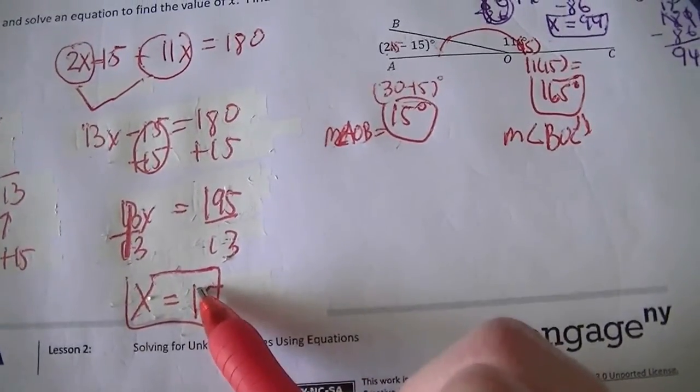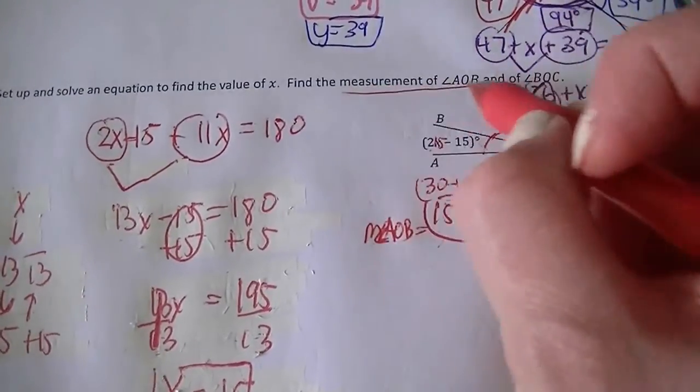So do you see how we got x is equal to 15, but we can't stop there. They want you to find the measurement of those two angles.